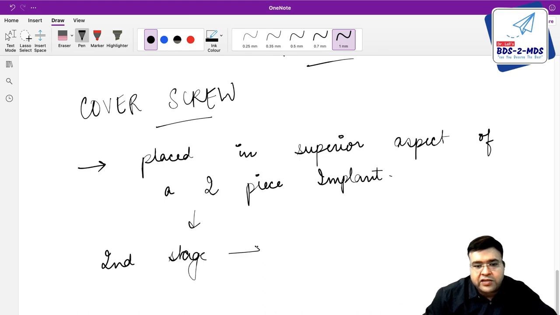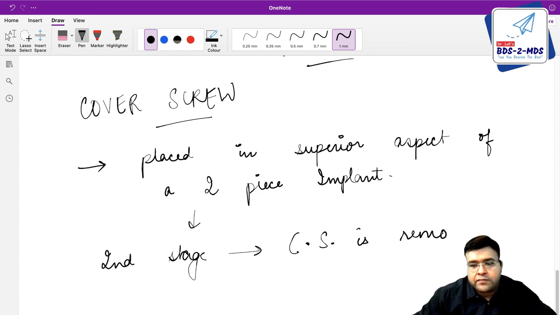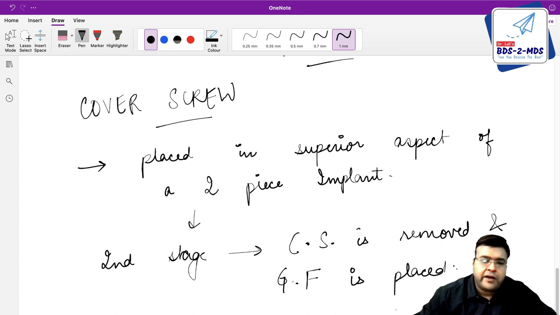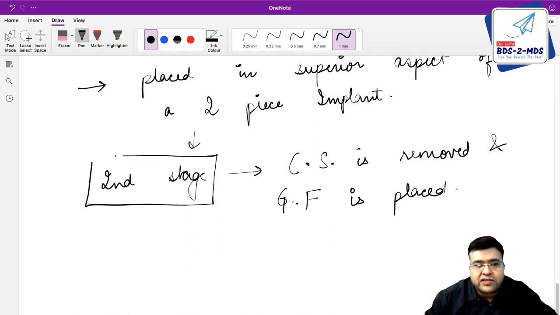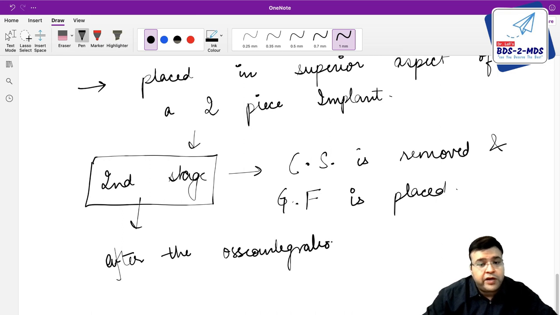Now what happens with the cover screw during the second stage surgery? During the second stage surgery, the cover screw is removed and the next component, which is the gingival former, is placed, right? So what do you mean by a second stage surgery? This means after the osseointegration period is complete.